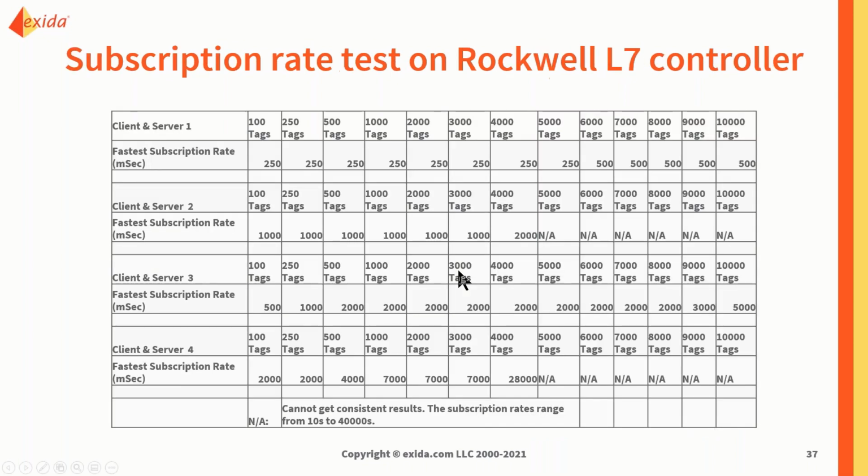I did a test on the subscription rate for Rockwell L7 controllers specifically last month. So there are interesting things. We tested about 4 different client and server combinations and realized that for one particular combination, if the tags are about 4,000, that means 4,000 different tags of data entries that it needs to read, then the refresh rate is actually more than 28,000 milliseconds, which is close to 4.5 minutes.